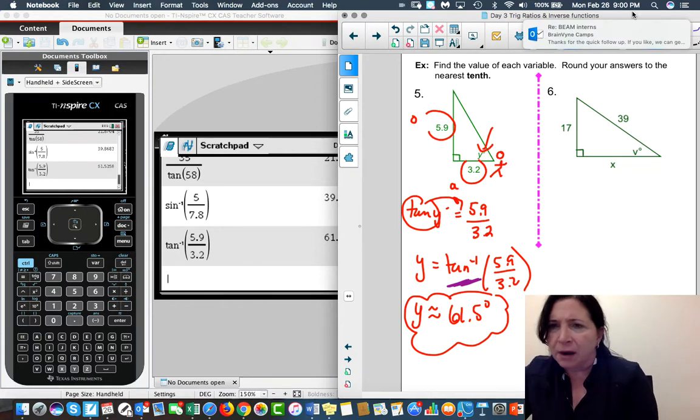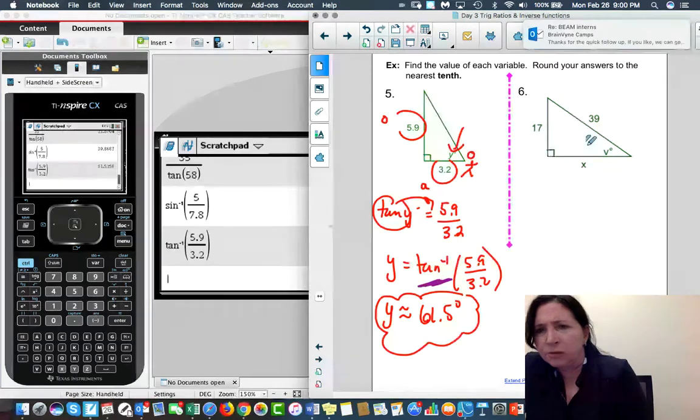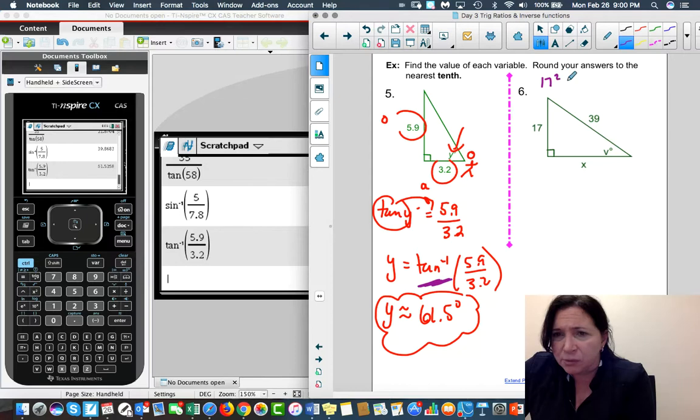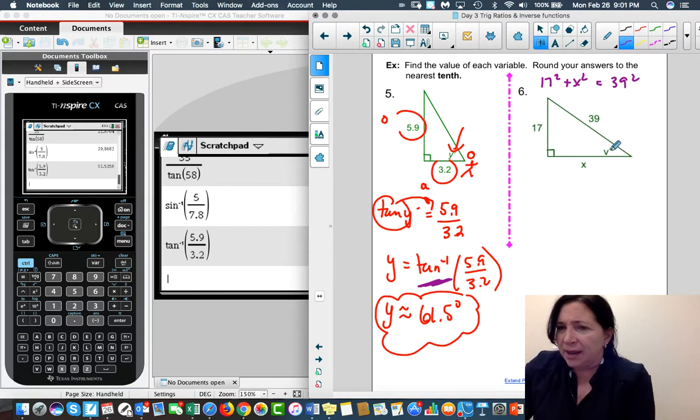Okay? All right. So the next thing we're going to do is try to find x. So I can use a couple of things. I can use Pythagorean theorem. I can go 17 squared plus x squared is equal to 39 squared because I have all the sides, right? Except for one. And so you could do that. That's option A. You also could, once I find an angle, use sine, cosine, or tangent. So I just might do that too.